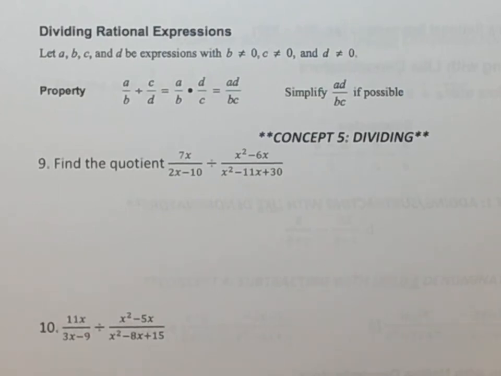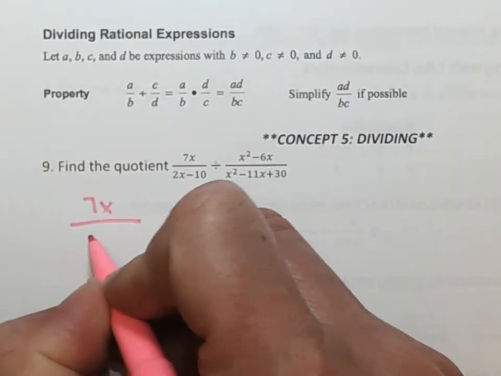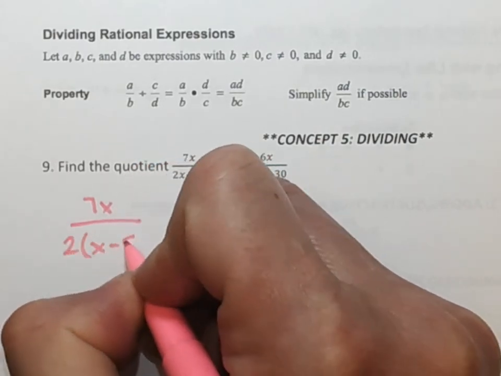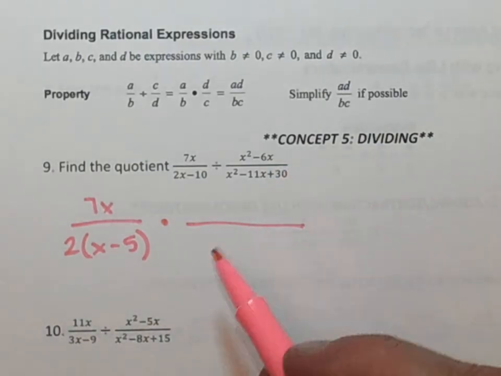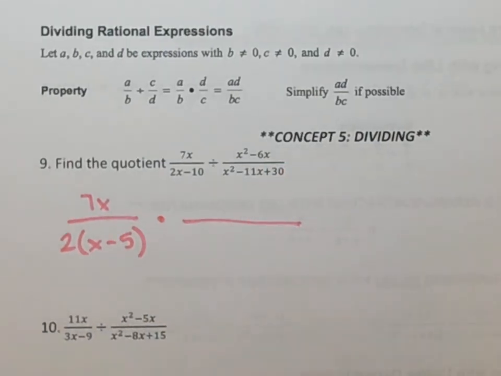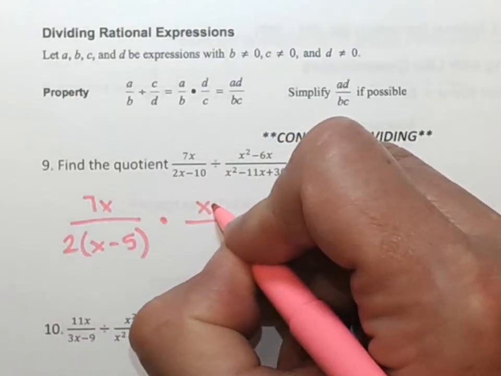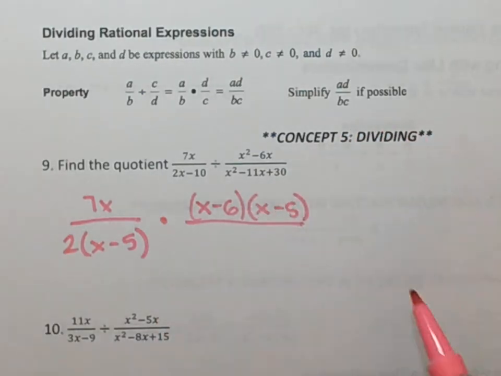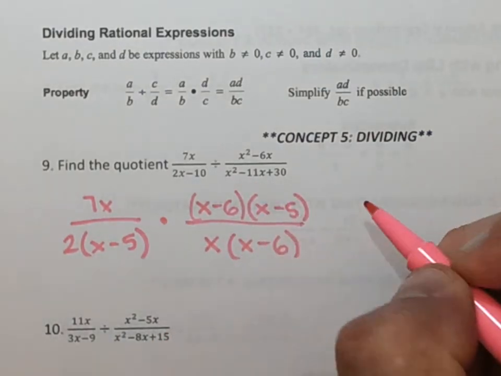Let's give it a go. So, here we go. We have 7x over, and I'm just going to go ahead and factor that 2 out, and I get x minus 5. Greatest common factor is 2. Put a dot for multiplication and flip, and I'm just going to go ahead and factor at the same time. Two numbers that multiply to give me positive 30, that have to give me negative 11: negative 6 and negative 5. And then on the top, I'm going to move it down to the bottom, take out the greatest common factor, which is x, and I am left with x minus 6.